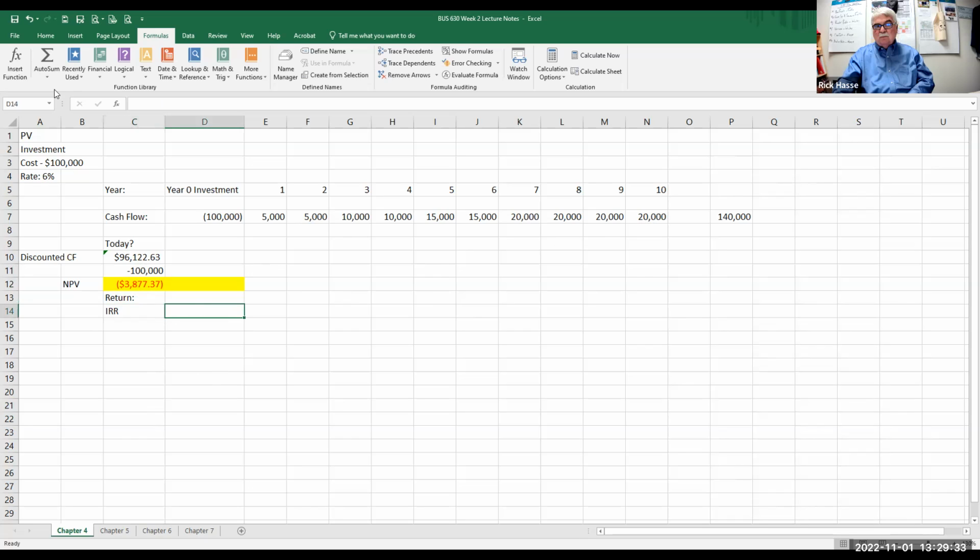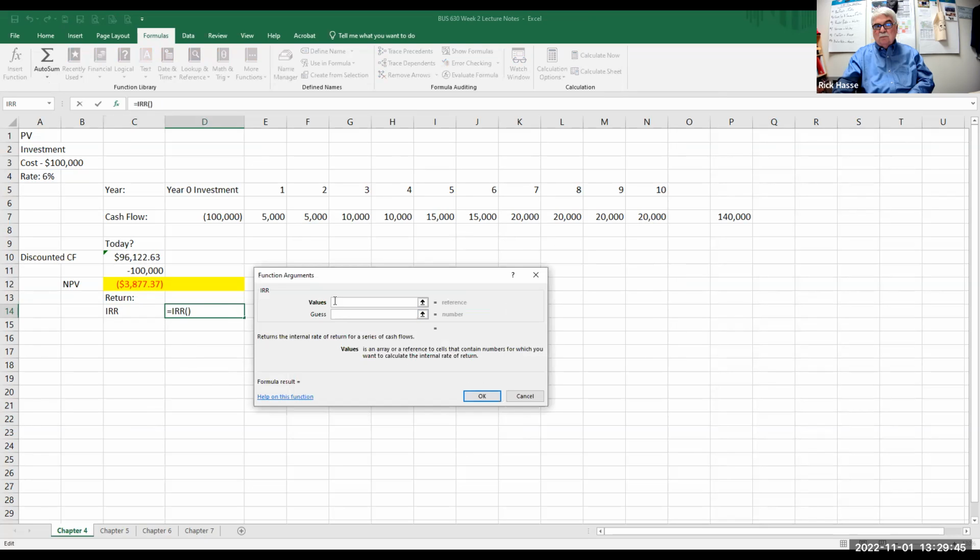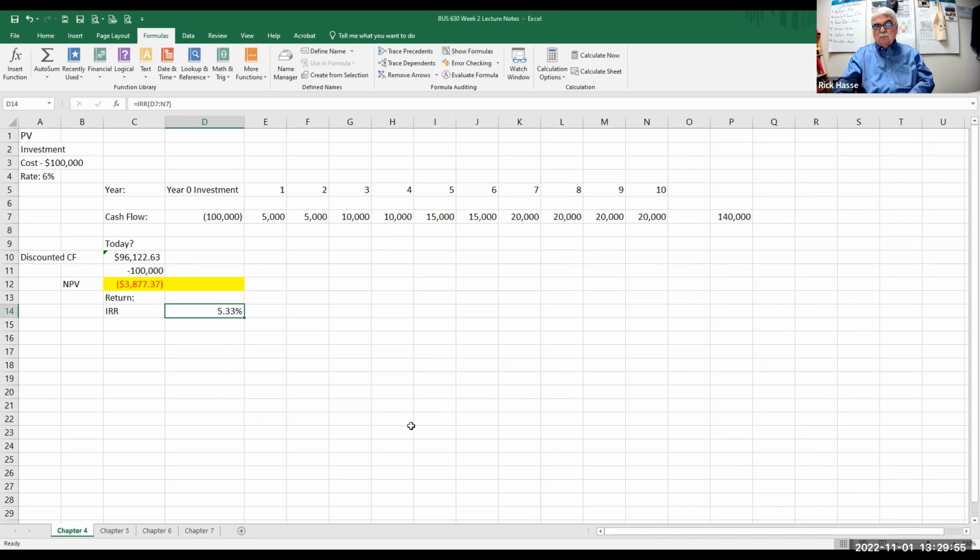Another way of looking at this is to determine the internal rate of return of this project. Again, another formula: formulas, financial, IRR. And many of you have probably used this before, internal rate of return. And now I paint, including year 0, the investment, all the way out to year 10. So I include the investment year as well, and it gives me a percentage, 5.33%. Well, one of our investment principles that we talked about last week of finance is you want to earn a greater return than your hurdle rate, than your cost of capital.